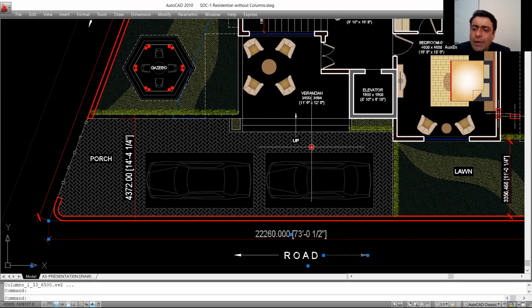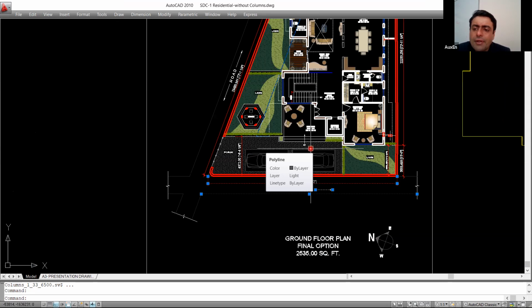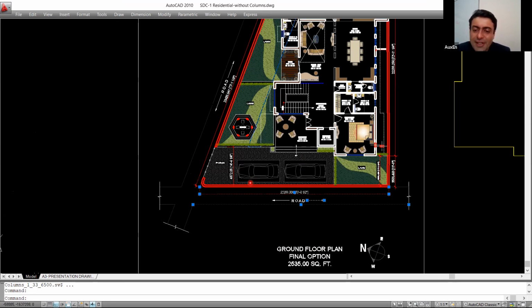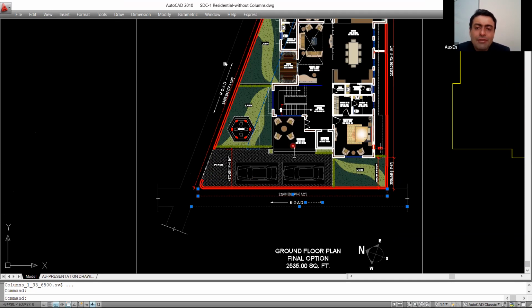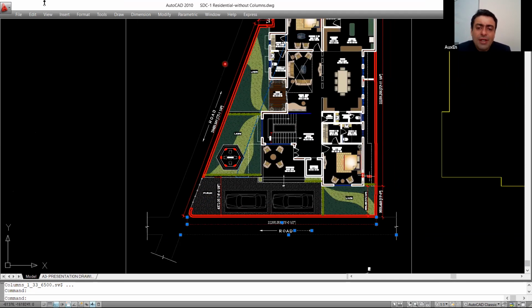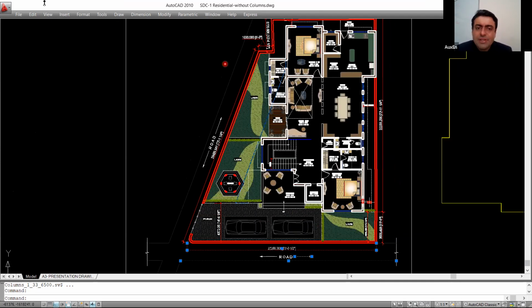Megha is asking about when the corner plot side is also front. Yeah, very good. So you will have two road-facing front sides, whatever you want to call them. But for our discussion, for ease of discussion, I would be calling this my front. This will be my side and back.